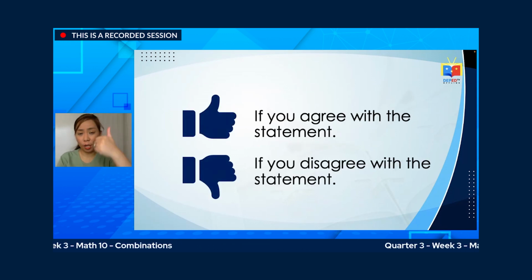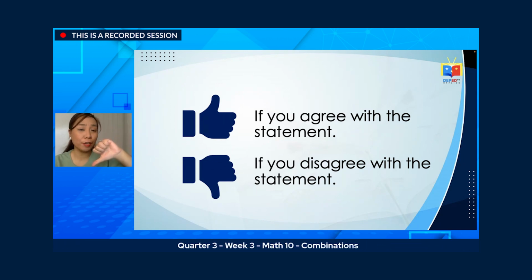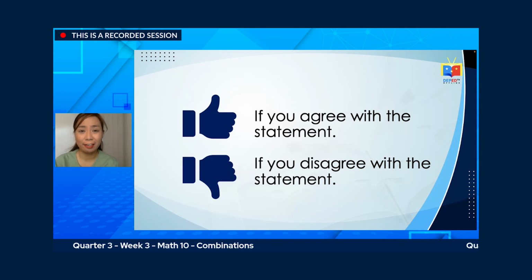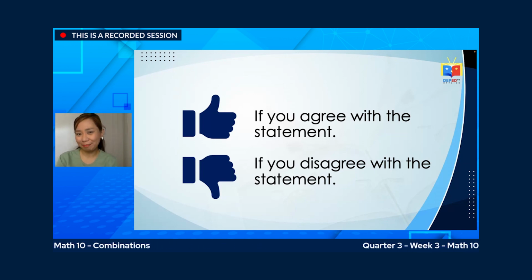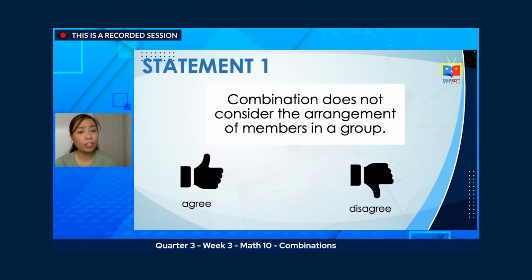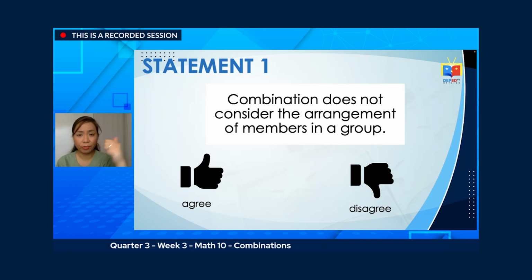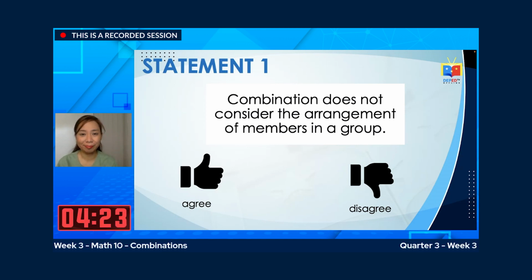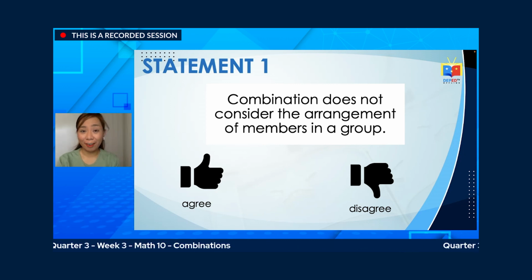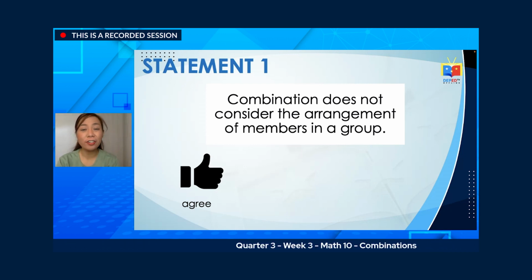I want you to show a thumbs up if you agree with the statement or thumbs down if you disagree with the statement. I will give you 5 seconds to answer. Let's start. Statement 1. Combination does not consider the arrangement of members in a group. Agree or disagree? Go. And the correct answer is, good job, agree. Combination does not consider the arrangement of members in a group.